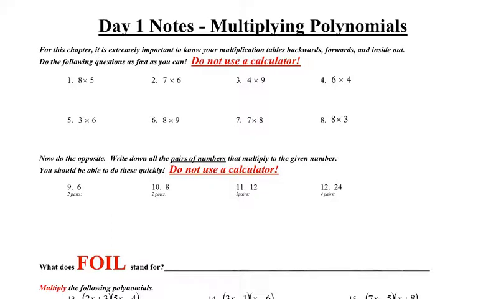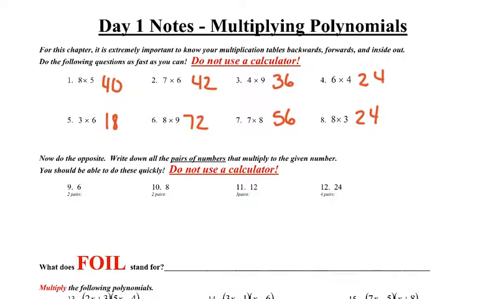So as fast as you can, do these 8 problems. Just like boom, go, right? It should be no problem. You should not need a calculator. You should quickly know that that's 40 and 42 and 36 and 24 and 18 and 72 and 56 and another 24. That should have been zero stress for you.